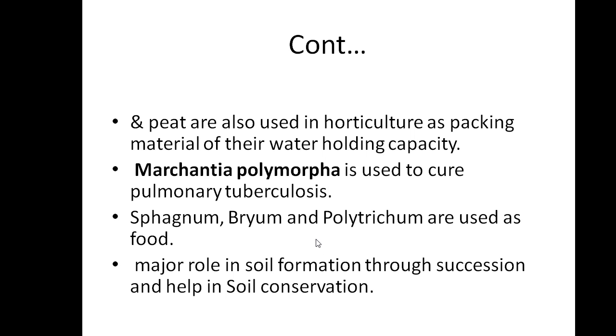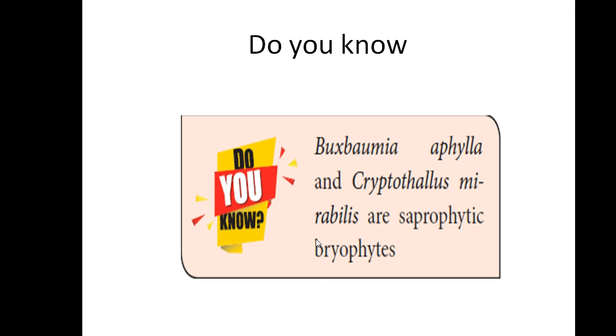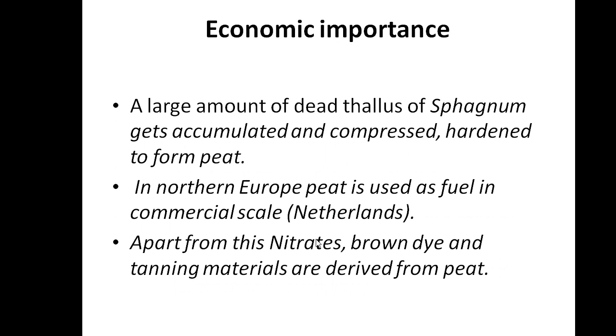Peat is nothing but bryophytes that have decomposed, giving a dark-colored substance. This dark-colored material is like a fertilizer. It is used as fuel for vehicles in the Netherlands, and it also releases nitrates and brown-colored dye. These dyes and tanning materials are derived from this peat.